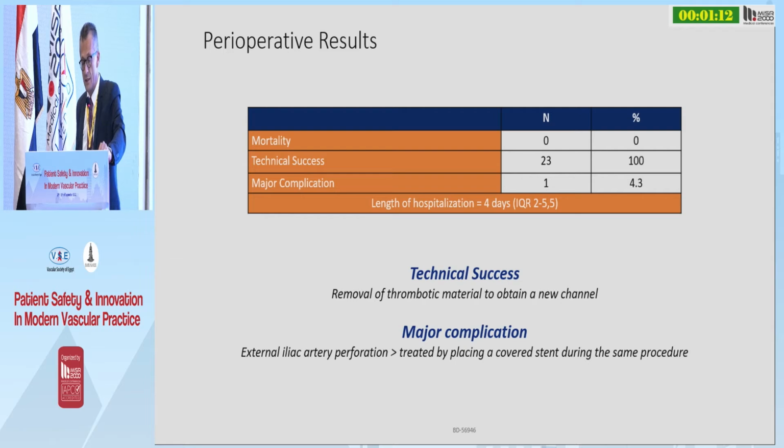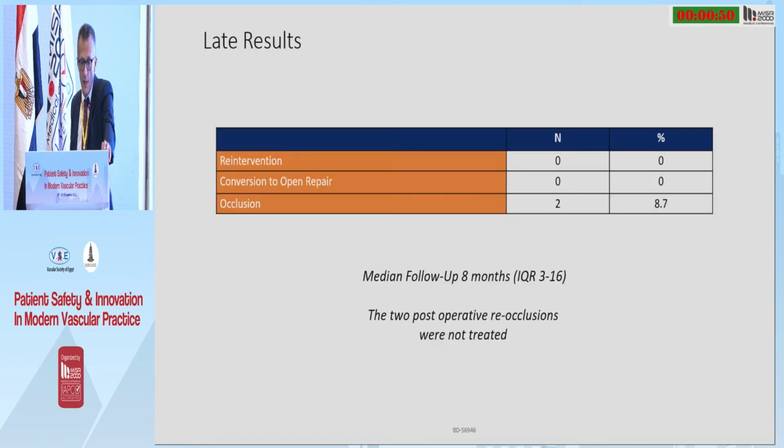And regarding the immediate result, no deaths related to the procedure. We were able to recanalize all 23 limb occlusions. Only one major complication, a perforation of an external iliac artery, fixed during the same procedure by placing a covered stent.